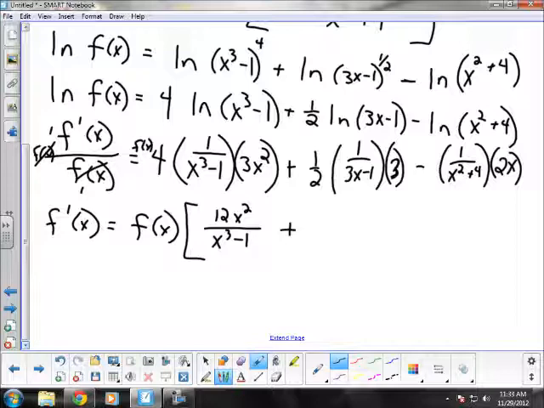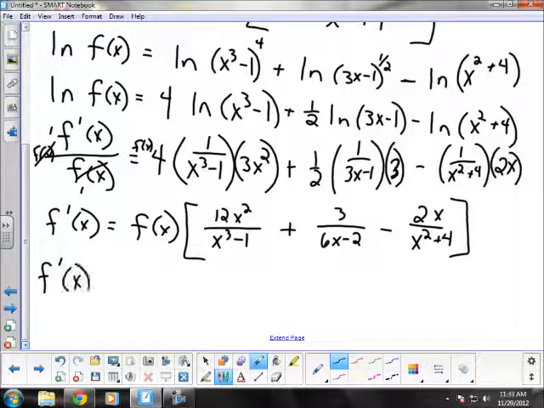Plus, how about 3 over 6x minus 2, minus 2x over x squared plus 4, is exactly right. Now, not exactly through, because I don't want to leave it at f of x. But what do I know f of x is equal to? That's exactly right. x cubed minus 1 raised to the 4th times the square root of 3x minus 1.